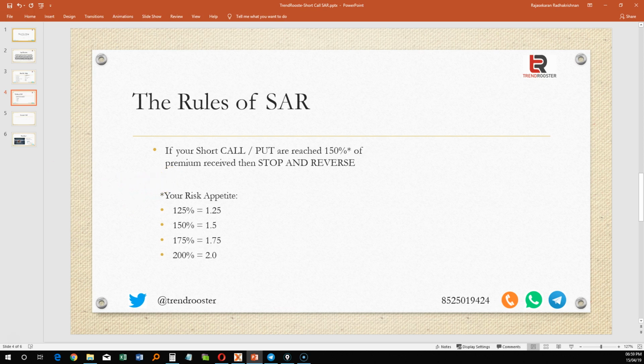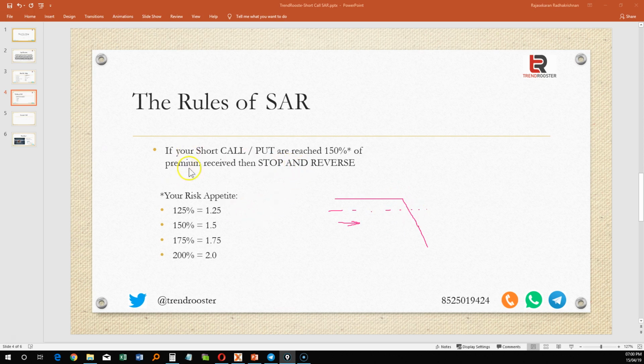For example, let me draw it. Okay, this would be your short call profile. So this will be unlimited. The market is moving this way. So using SAR, how are we going to fix this issue? Okay, let's look at that.